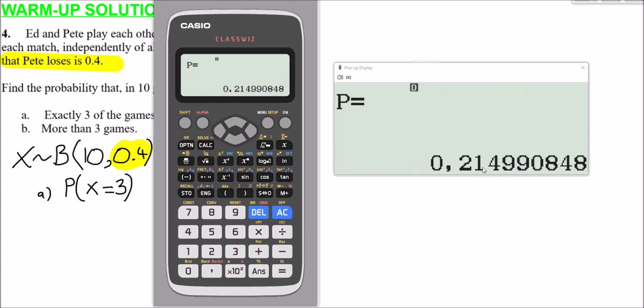So the probability to 3 significant figures is 0.2149, so 0.215.